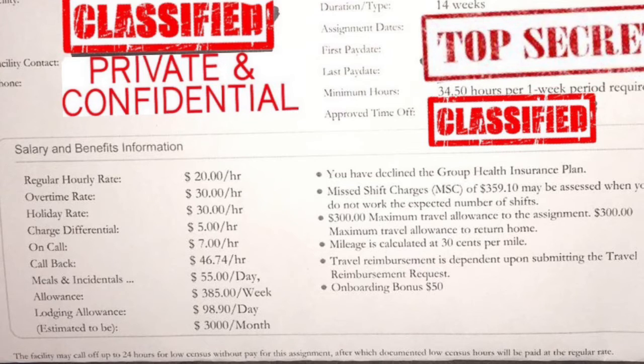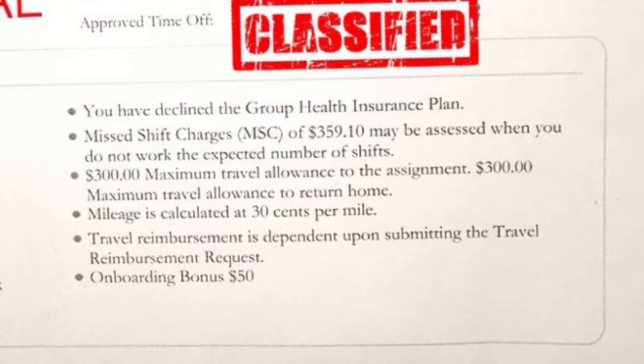Look at the second dot. It says missed shift charges of $359.10 may be assessed when you do not work the expected number of shifts. That is super important. So you are contracted to work at least 36 hours a week. Say you get sick and you do not go in one day. Big problem, because now you're not working your 36 hours a week. Now they will charge you that almost $400 fee for pretty much breaking your contract by not abiding by that 36 hours a week that you promised.